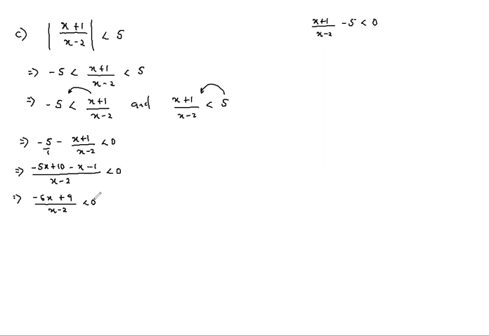Then from there we get what we call the critical values. The critical values do not have any sign when you substitute them in there. It's either your expression becomes undefined or it becomes 0.